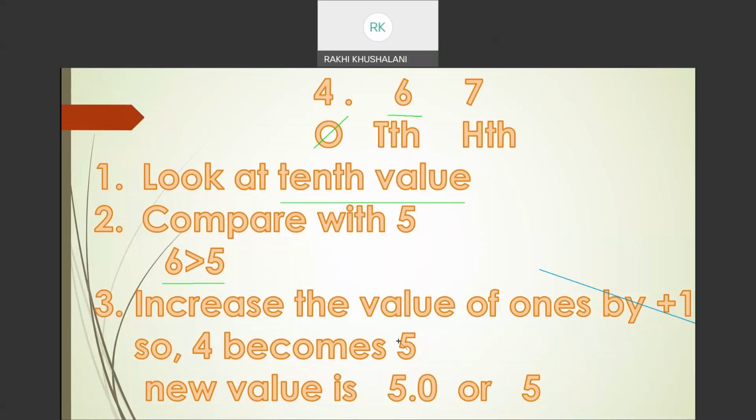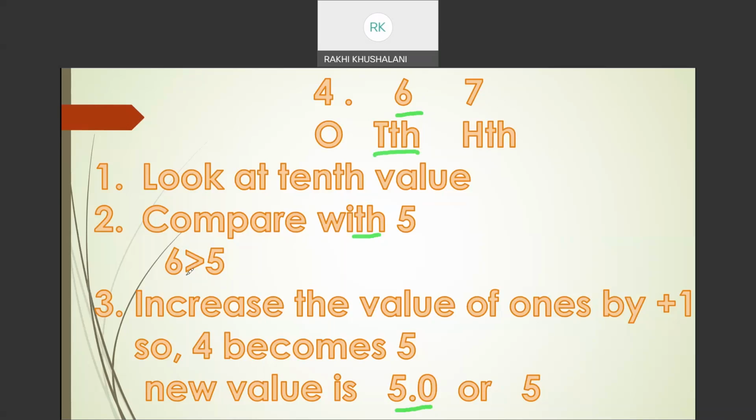Now to do that, you really don't have to look at the whole number, or you really don't have to look at any other decimal point. You just have to keep an eye on the 10th value. No matter how many decimal numbers are there, यहाँ पर 6, 7, 8 भी हो सकता था, यहाँ पर 6, 7, 8, 1 भी हो सकता था, पर आपको सिर्फ 10th वैल्यू पे ध्यान देना है.